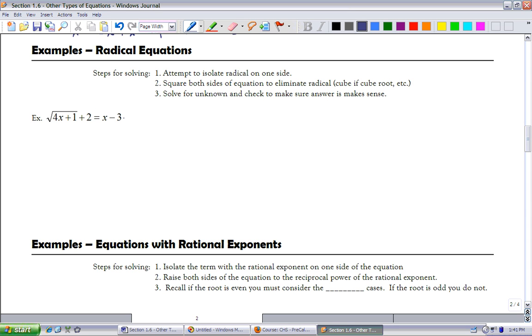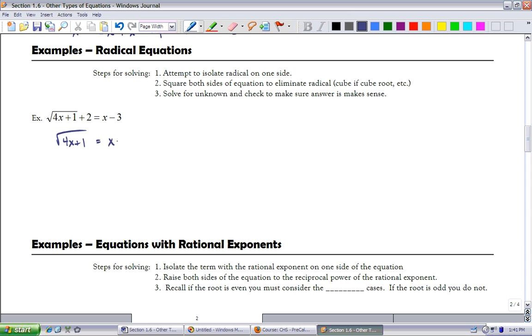We want to attempt to isolate the radical on one side, then you square both sides. If it's a cube, you're going to cube both sides. If it was a fourth root, you would take both sides to the fourth power and then solve for the unknown. Make sure that it makes sense. This is one that you got to make sure that you definitely check your solutions.